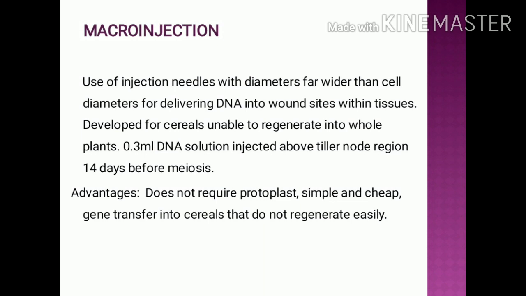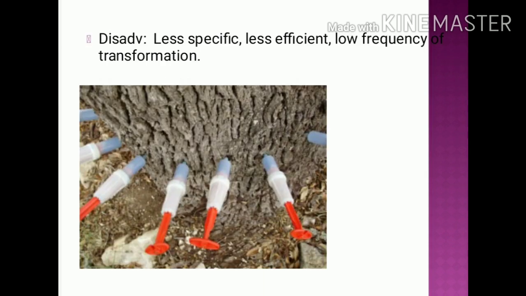Advantages: it does not require protoplasts. It is a simple and cheap method. Gene transfer is done into cereals that do not regenerate easily. Disadvantages: it is less specific, less efficient, and has a low frequency of transformation.